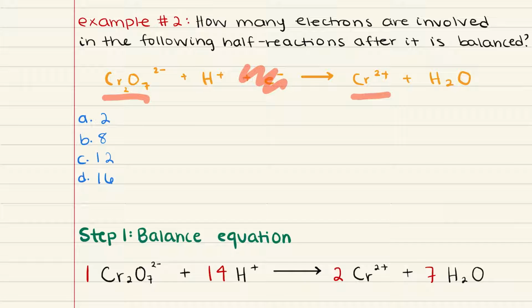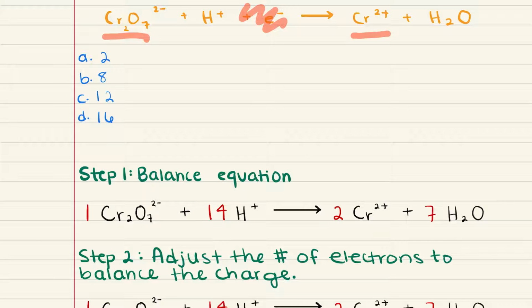So we're going to look at this reaction without the electrons, and we're going to start by balancing atoms, starting off with chromium. Now, on the reactant side, we have our dichromate here, where we have 2 chromium atoms. To balance that on the product side, we're going to add a coefficient of 2 in front of the chromium 2 ion. Now, our chromium atom is balanced.